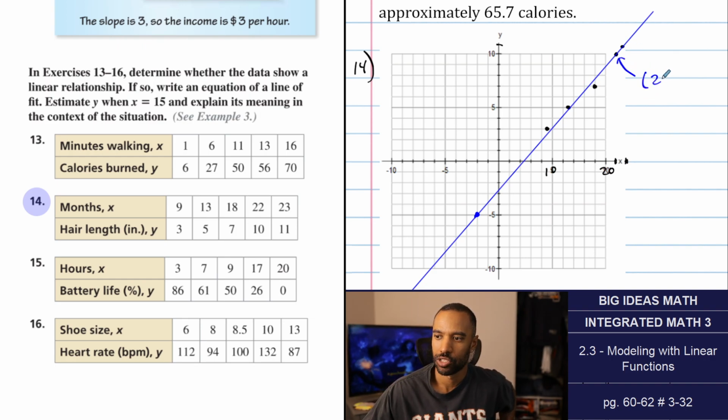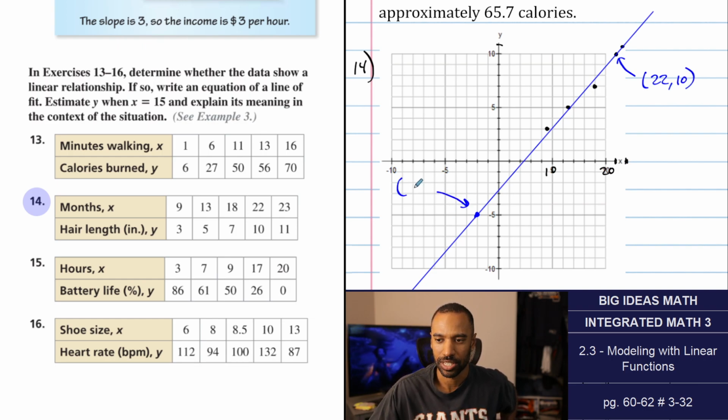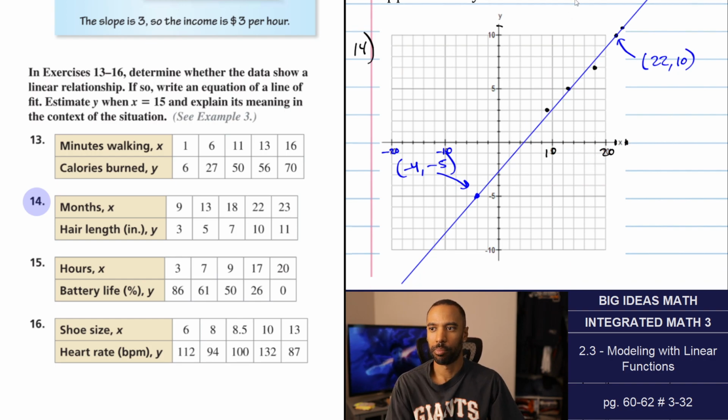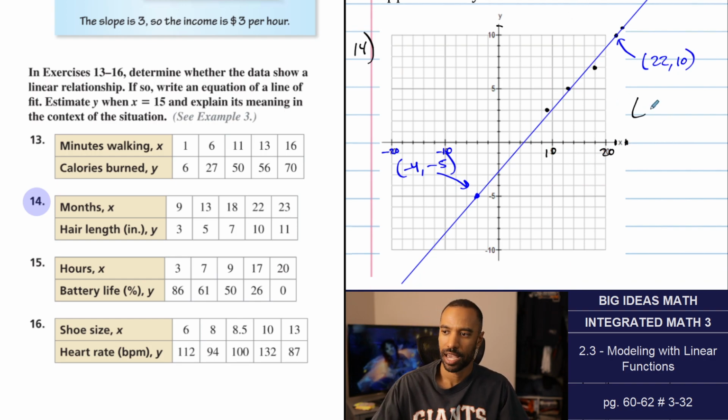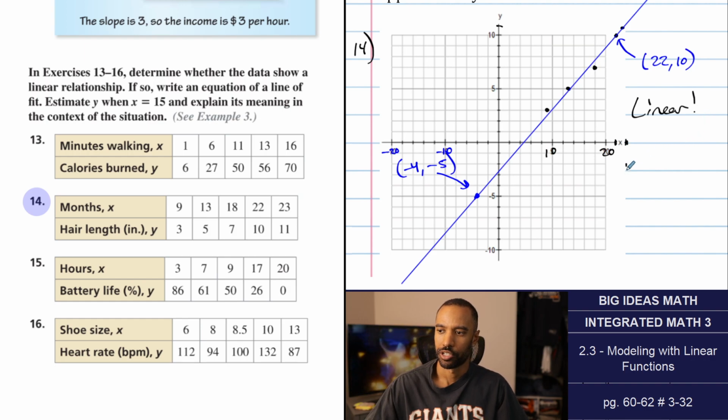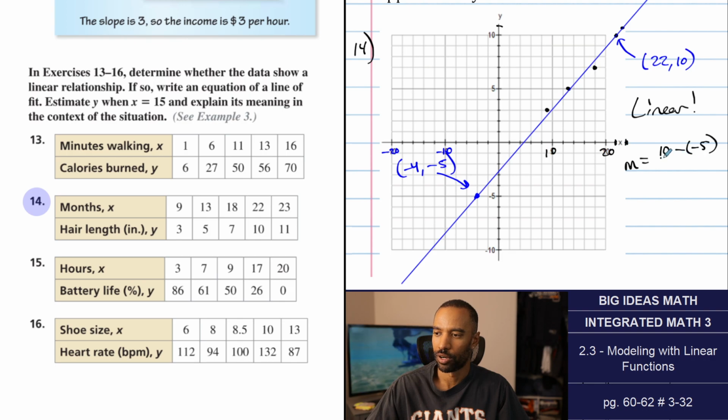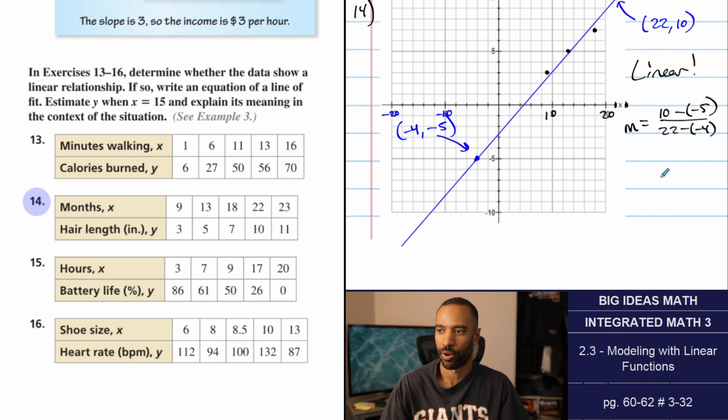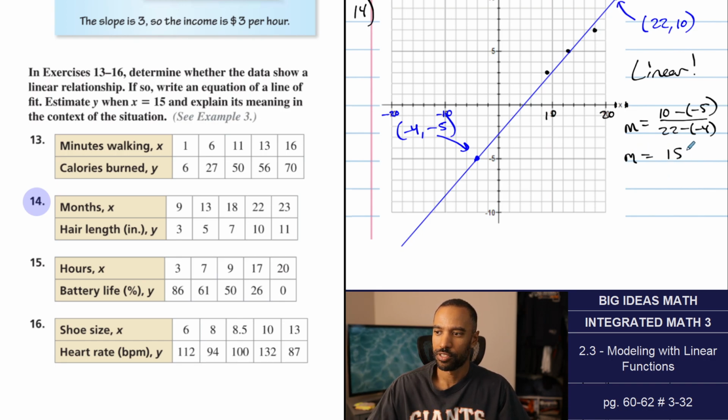So that point is 22, comma 10. And then I have this point way down here. It's a negative one. It's kind of weird. But negative 4, remember those are going by twos. But negative 4, comma negative 5. Okay, from there we can come up with a slope and make an equation. So linear, yes. Our slope is 10 minus negative 5 over 22 minus negative 4. If you got different points, great. So that is 15 over 26.